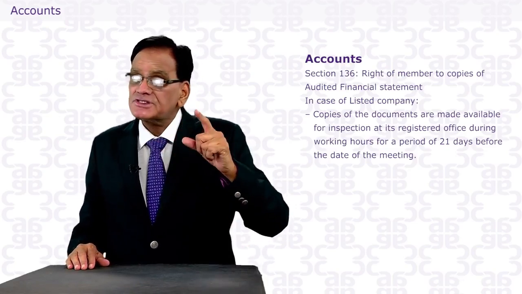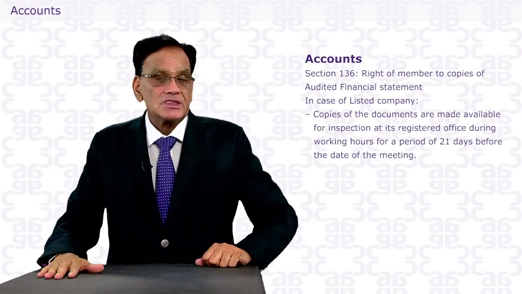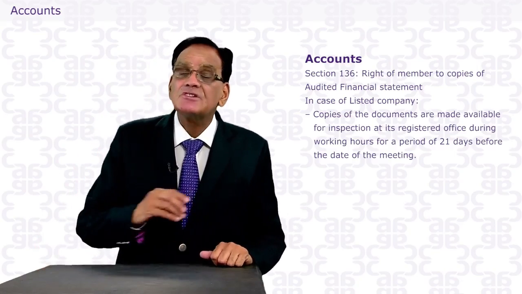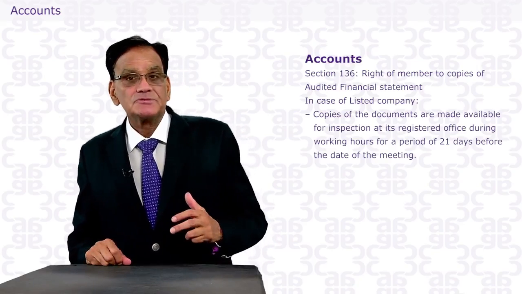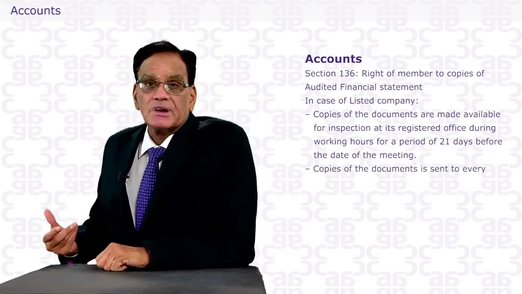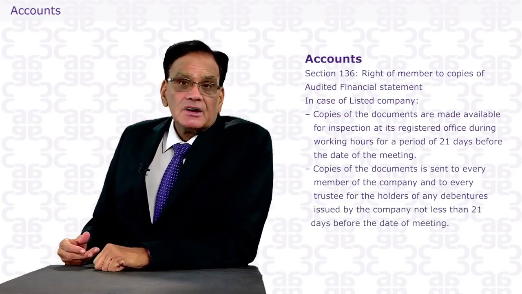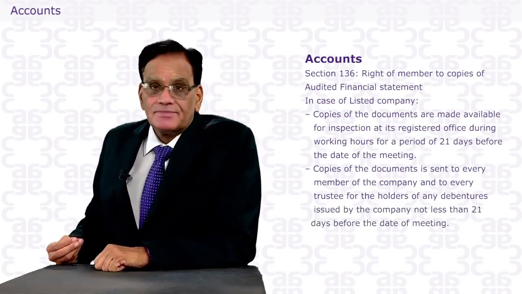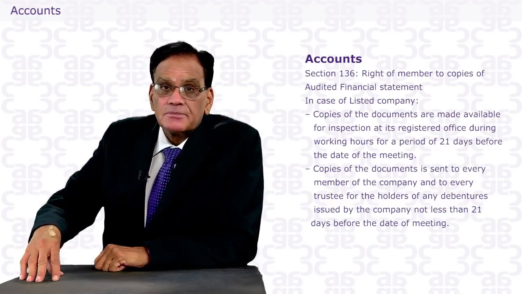So far as you are not a listed company, you have to send. But so far as you are a listed company, you have to do two things. Number one, you can keep the documents at the registered office for inspection during business hours, at least 21 days before the annual general meeting, all the documents, the financial statement and all attached documents. And you can send them to the members, the trustee of the debenture holders and other persons who are entitled.